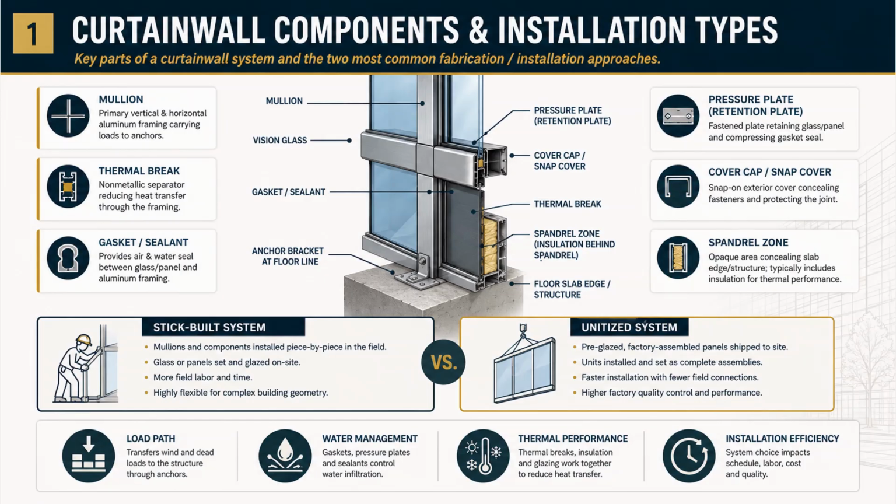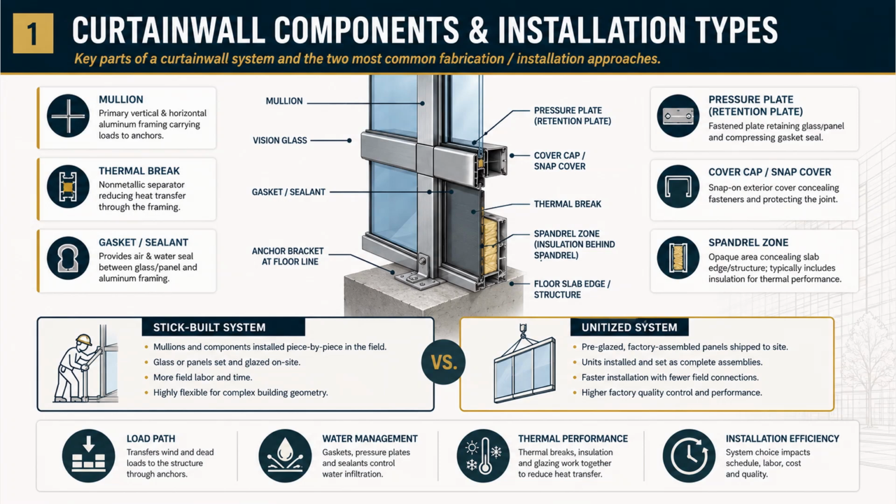Now let's open up a curtain wall and name its parts. Then look at the 2 ways it gets built. Start with the components on the cutaway. The mullion is the primary vertical and horizontal aluminum framing that carries loads to the anchors, the skeleton of the system.